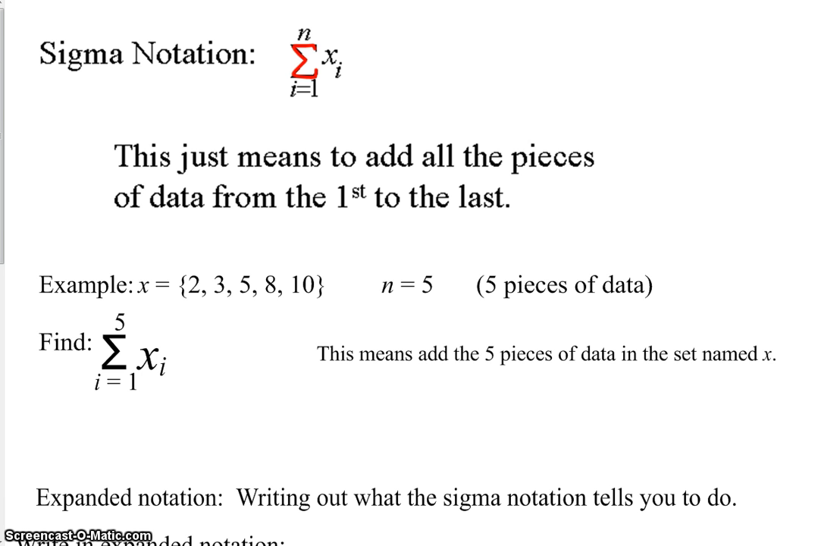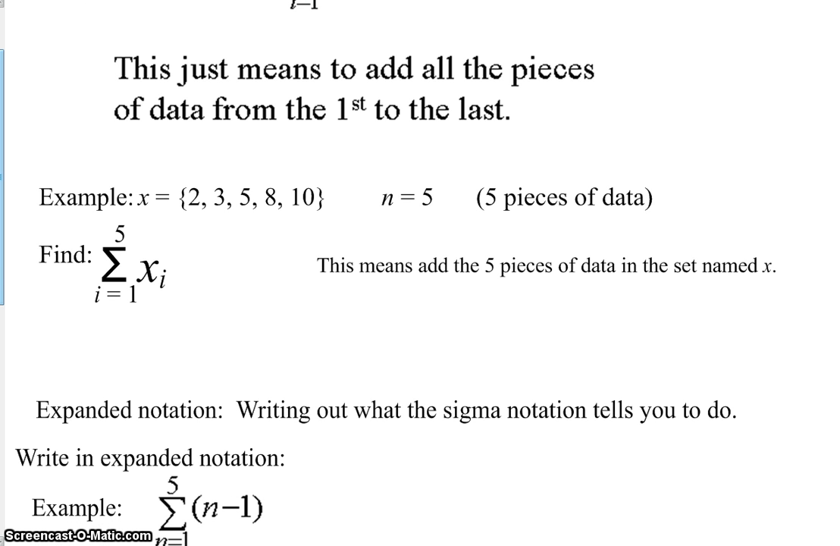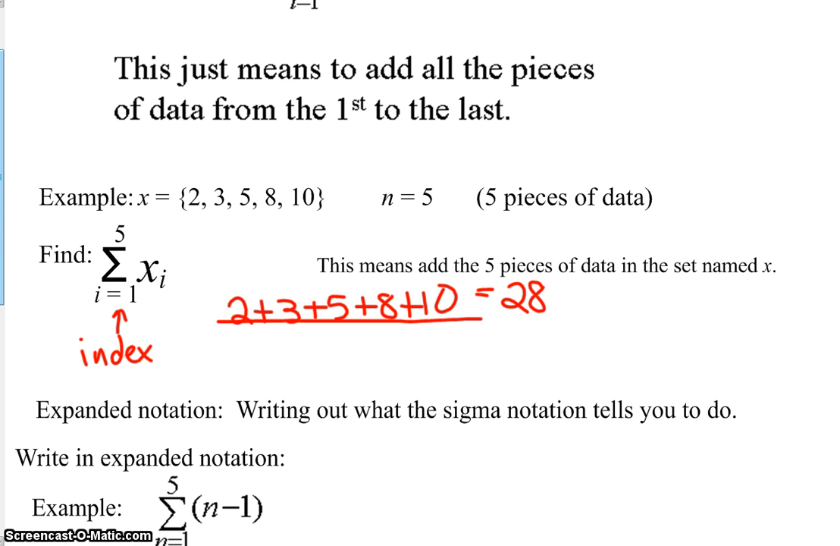In our first example, it is telling us to add items from a set of data. We are looking at the sum for i equals 1 to 5 of x sub i. It says add the items from the first to the last in the set of numbers named x. This part over here is called the index, and it tells you where to start and where to finish. So in this particular problem, we would simply add 2 plus 3 plus 5 plus 8 plus 10, and that would be our solution. 2, 5, 10, 18, 28 would be the sum of those numbers.